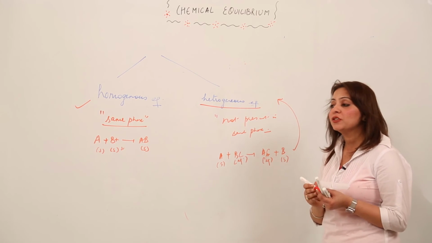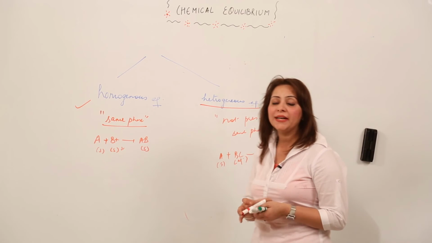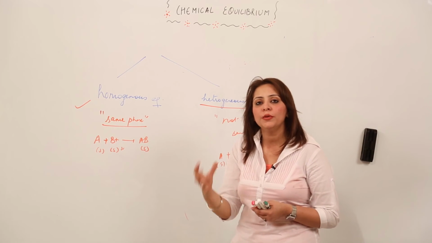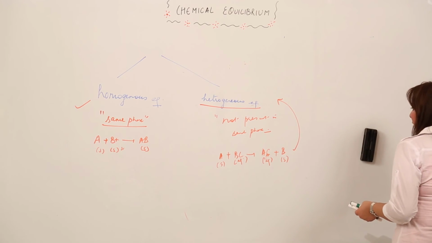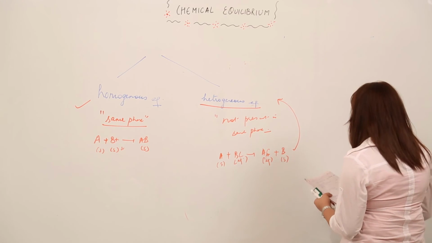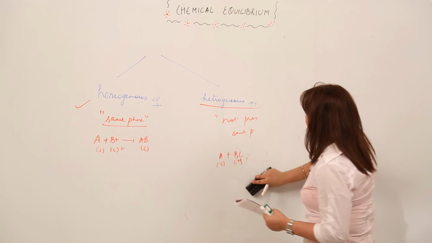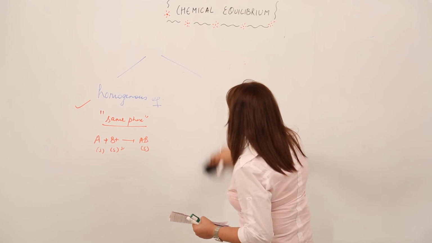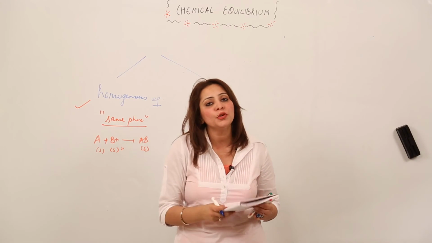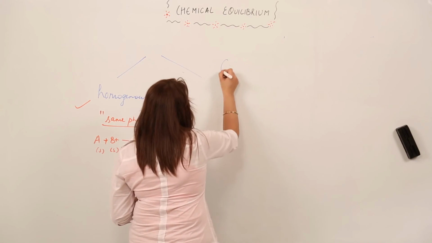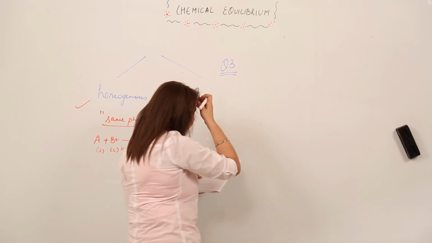So you are just going to see the phases, and by just looking at the phases you can know whether it is a homogeneous equilibrium or a heterogeneous equilibrium, right. So I am just making you practice a few questions based on it. So we have the first question. We just have to predict whether it is a homogeneous equilibrium or a heterogeneous equilibrium, right. So this is the third question.